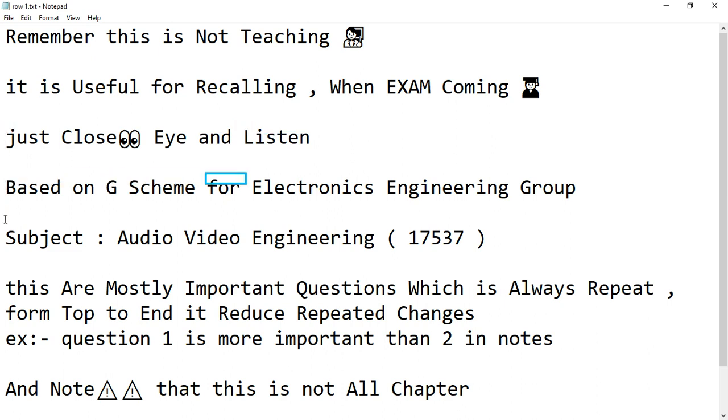Based on G scheme for electronics engineering group. Subject: Audio Video Engineering, 17537. These are mostly important questions which always repeat. From top to end, it reduces repeated changes. Question 1 is more important than 2 in notes. And note a warning sign that this is not all chapters.